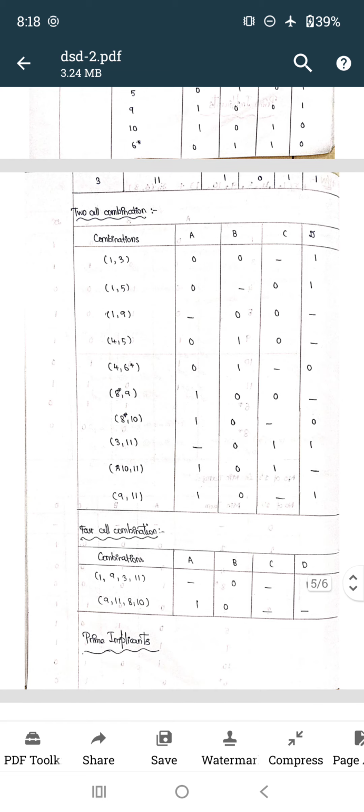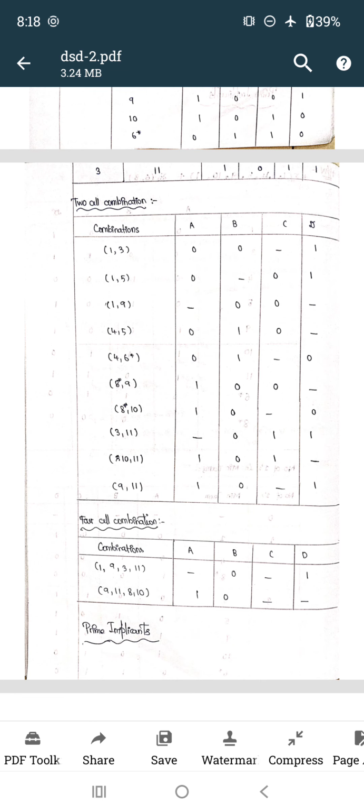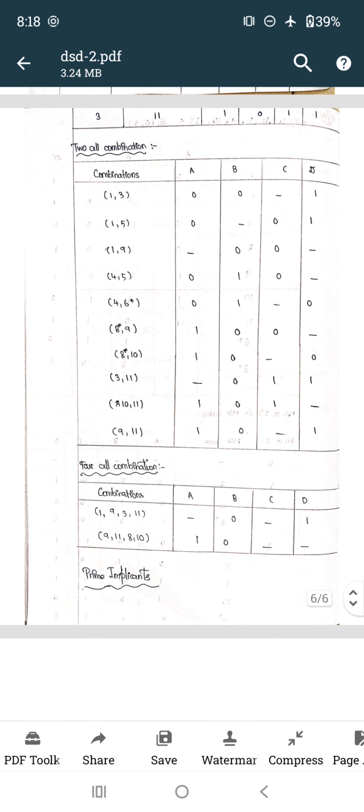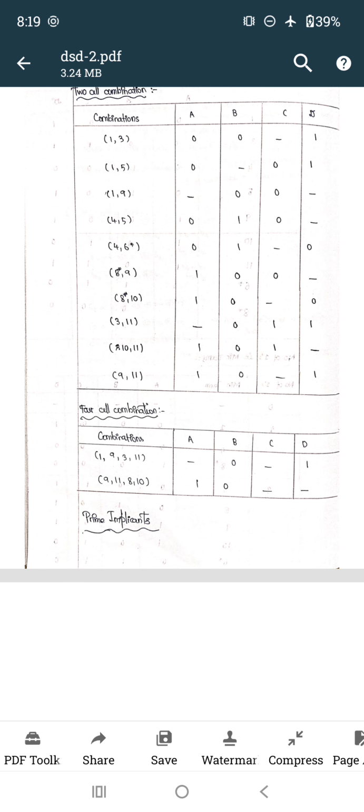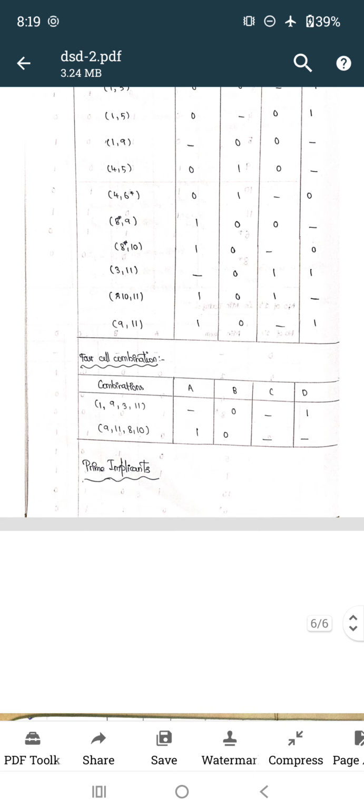In 8 comma 9 there is only a small change in the fourth bit. In 8 comma 10 also there is a small change in the third bit. So in 3 comma 11 there is a small change in the first bit, remaining bits are the same. In 10 comma 11 there is a small change in the last bit. In 9 comma 11 there is a small change in the third bit, remaining bits are the same.